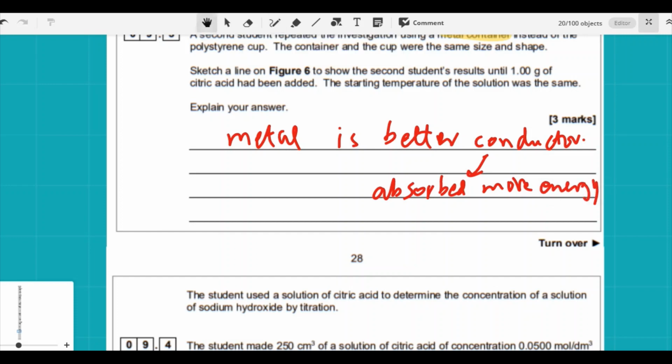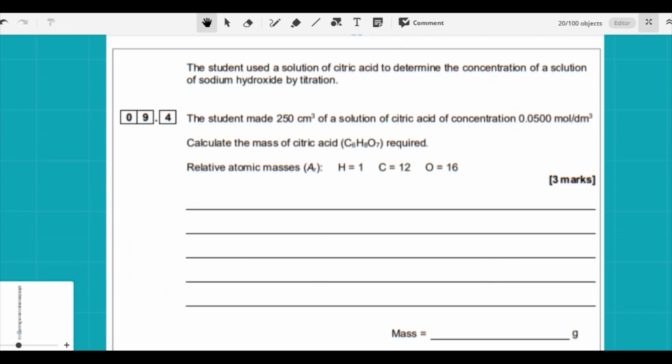Okay, from the surrounding. Now the next one: the student used a solution of citric acid to determine the concentration of the sodium hydroxide by titration. So the student has made 250 centimeter cube of solution of citric acid of concentration 0.050 moles per decimeter cube. Calculate the mass of the citric acid required.